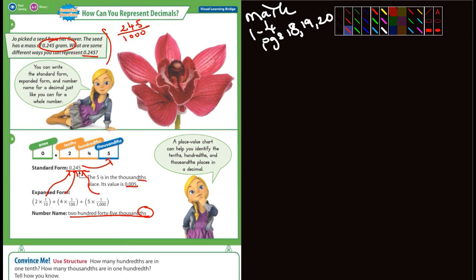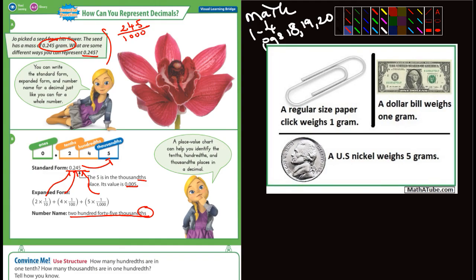But let's look at what do grams look like? What are some examples of some grams here? So take a look at this here, a regular size paper clip that weighs 1 gram. A dollar bill is also 1 gram. And a US nickel weighs 5 grams.